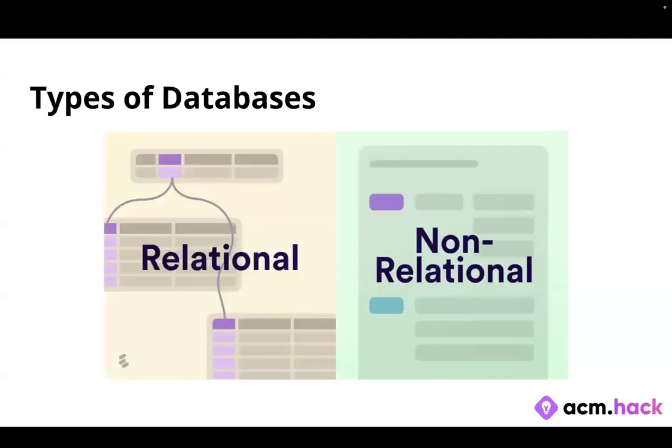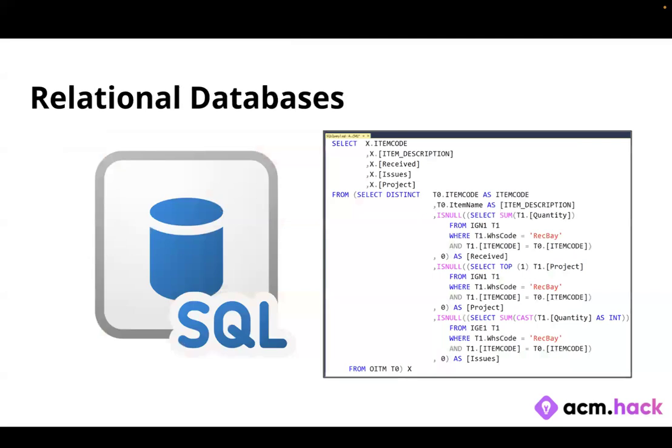Okay, now that you kind of know what databases are, I'm going to be going over the two types of databases that exist. These are relational and non-relational databases. We're going to start with relational databases. They're written in the SQL language, which you can see here.